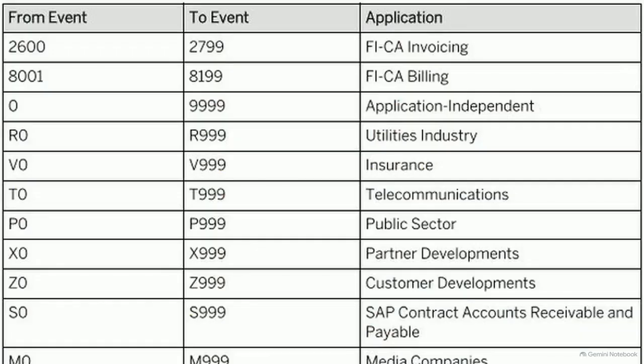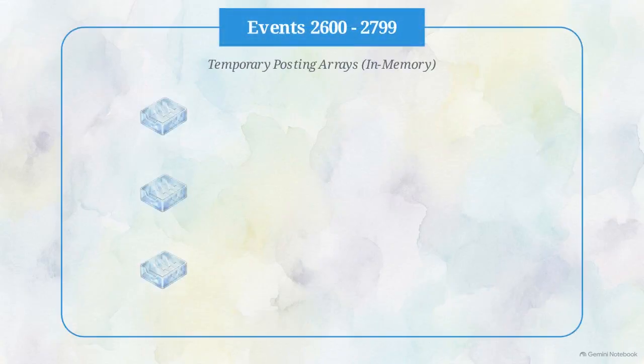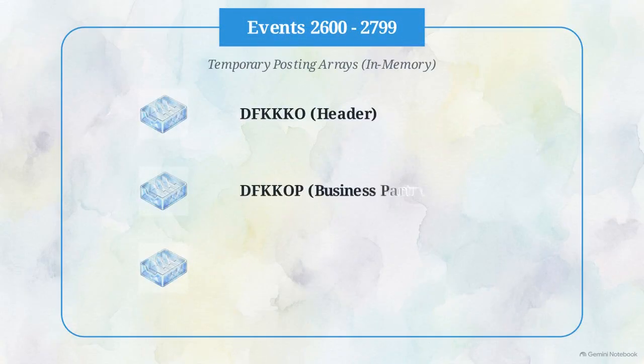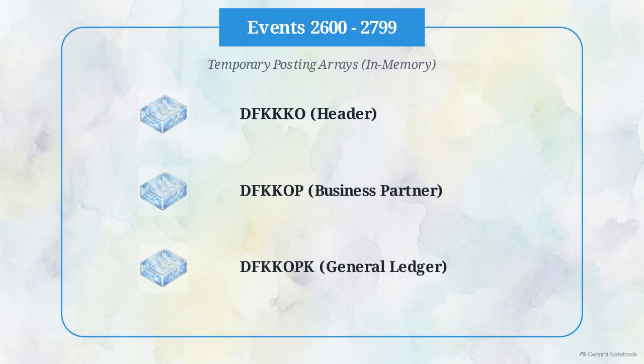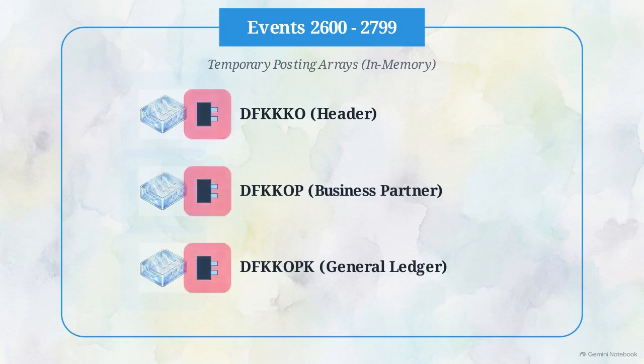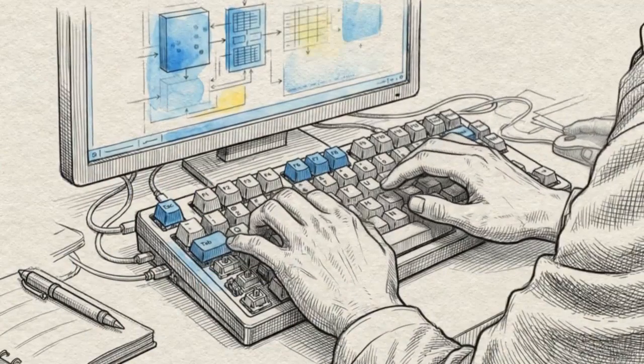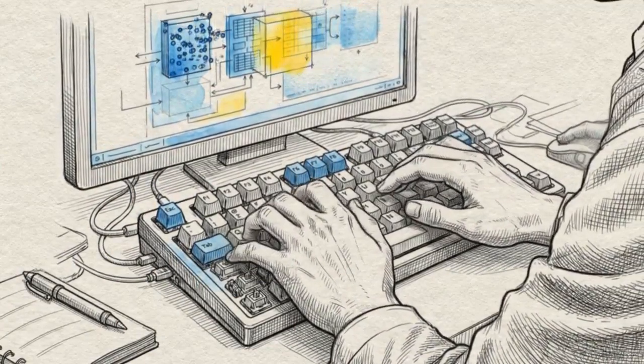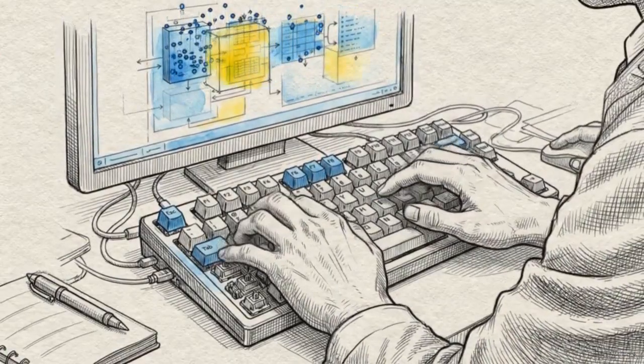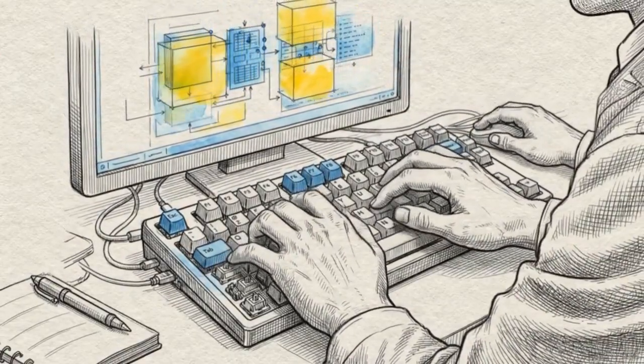SAP contains thousands of available events, but convergent invoicing targets a highly specific numerical range to manage posting documents. As shown in this nomenclature overview, events 2600 through 2799 are dedicated exclusively to FICA invoicing. Within this exact range, the temporary posting arrays, the data that is about to become the header, business partner, and general ledger tables, are exposed to the developer via function module interfaces.